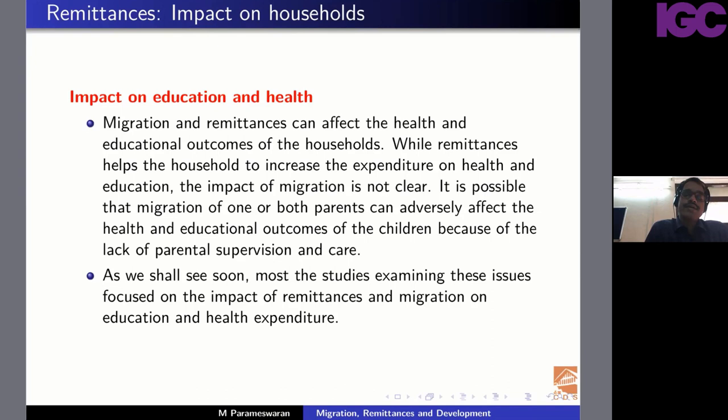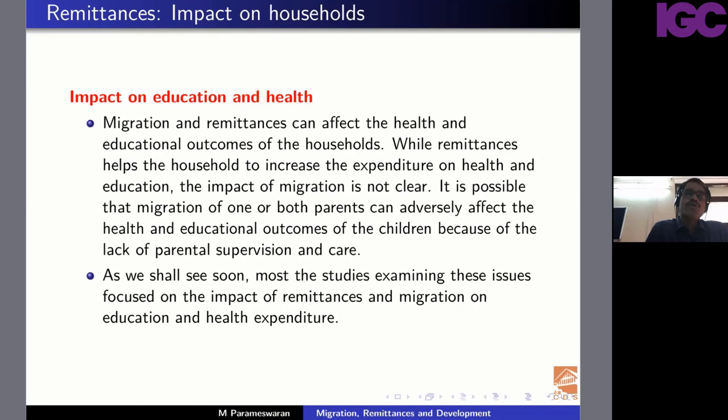For example, if there is no parental supervision and care, what happens is that you may spend more on education, but the educational outcome may not improve. Similarly, in health also, if you don't have parental care and supervision for the old people in the home or children, then we may spend more on them, but we may not be able to ensure better health outcomes.